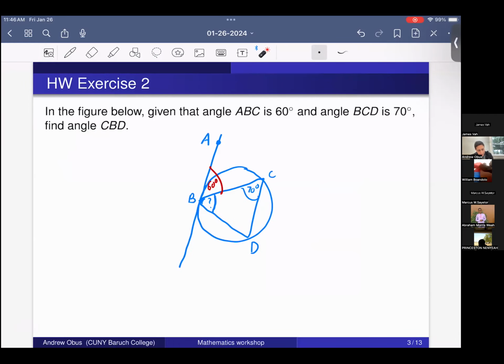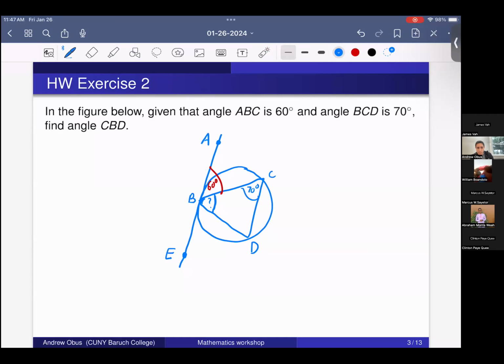So going back to here, I give you these two angles, and the question is, how can you find angle CBD over here? Does anybody want to give a solution? One of the things that we mentioned last time is it might be useful to label another point here, call it E.